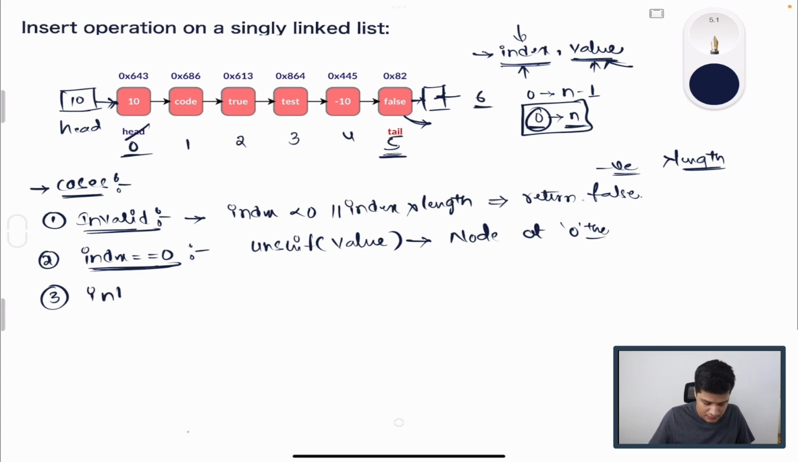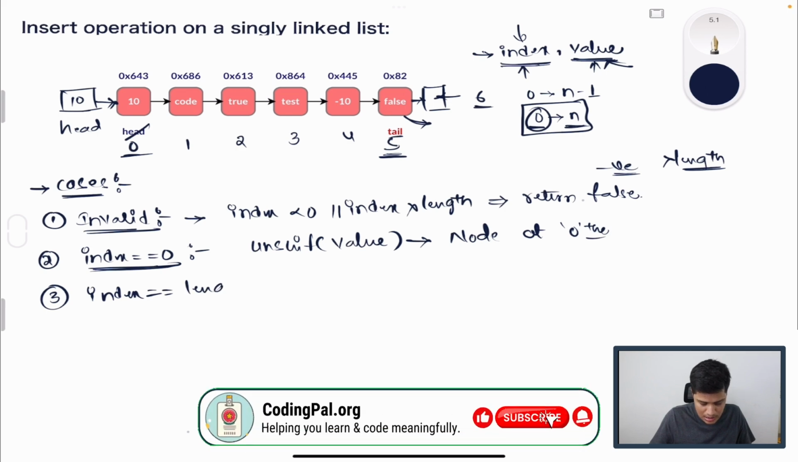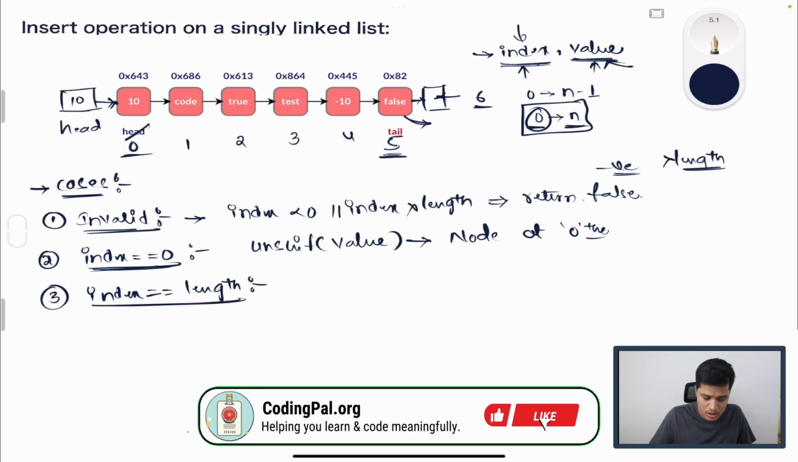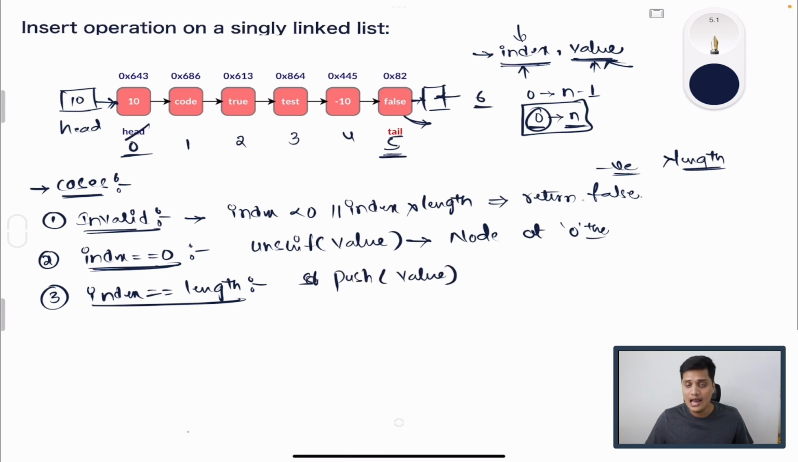In that case, if the index is equal to the length of the linked list, we will simply call the push functionality with the value that the user has given. Let's assume the value that the user has given is, let's say, 1000 or 100, right? In that case, we will simply create a new node with value 1000, and we will adjust the next pointer of the current tail node, and we will update the tail node to the newly added node. Now if you see here, the index of the value 1000 will be 6.